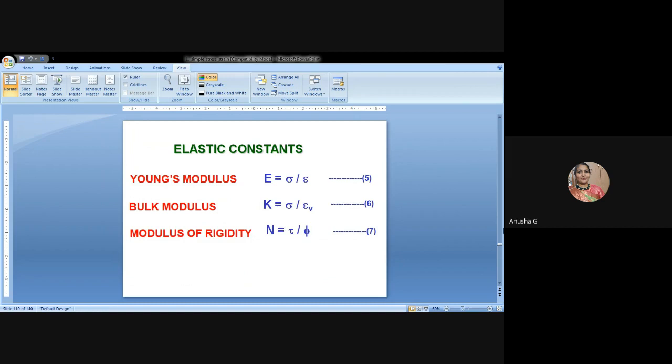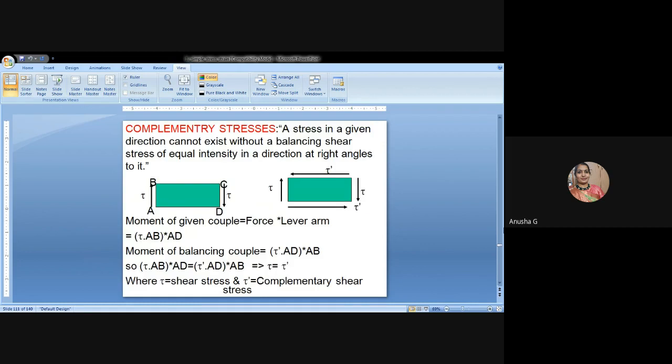Now we see some more formulas according to the elastic constants. The first formula is Young's modulus. This gives us the relationship between stress and strain. Young's modulus capital E equals sigma by epsilon, stress by strain. Similarly, the bulk modulus K equals stress by volumetric strain. Similarly, the modulus of rigidity is given as shear stress by shear strain.